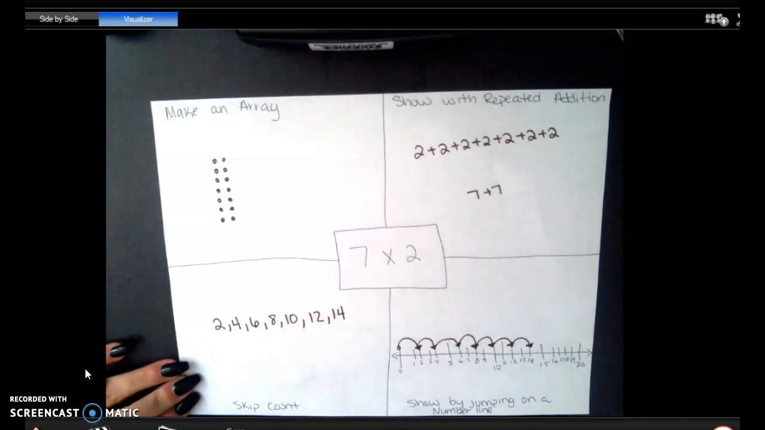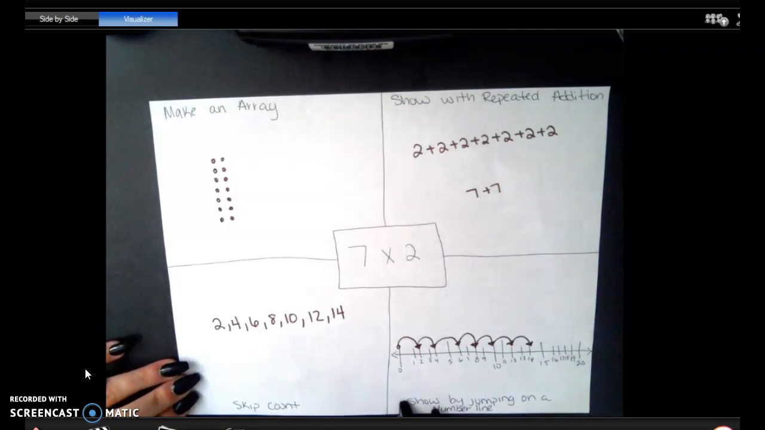As I mentioned earlier, if you're not feeling confident in your jumps on your number line, you can always go back to where you skip counted, just to reference and double check. 2, 4, 6, and so forth.